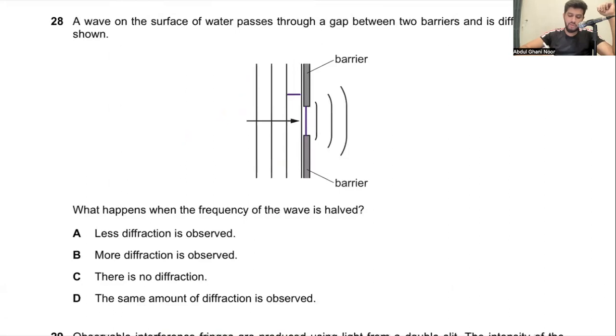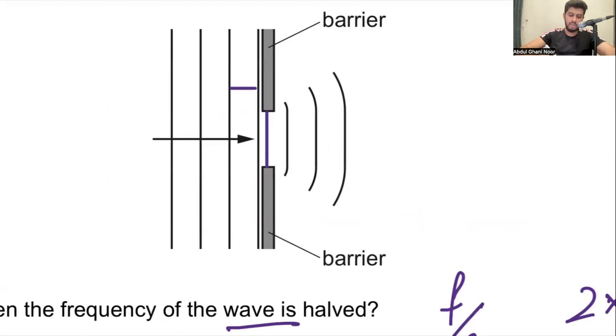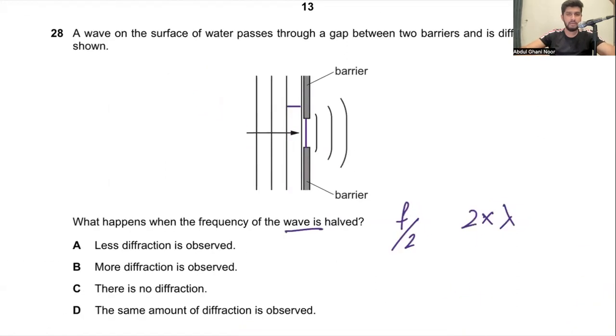So what happens when the frequency of the wave is halved? You halve the frequency, the wavelength becomes double. That means that the wavelength becomes equal to the gap in the barrier. So there is more diffraction observed. आपकी wavelength और आपका gap जो है वो ज्यादा करीब करीब हो जाएंगे, तो diffraction क्या होगी? Diffraction बढ़ जाएगी.